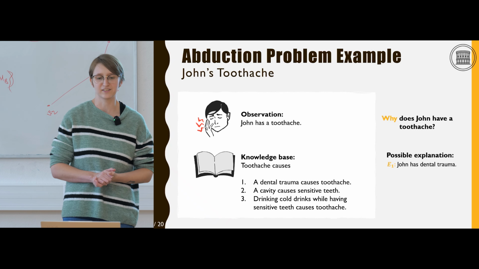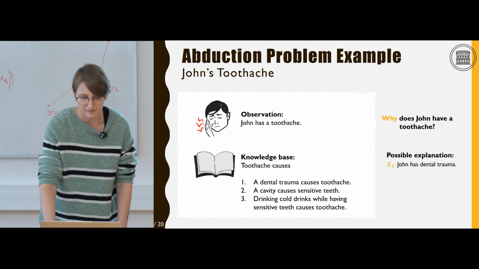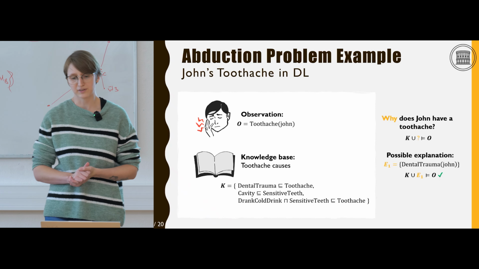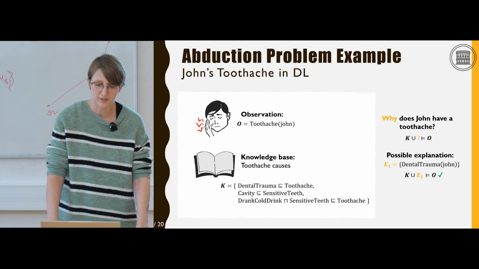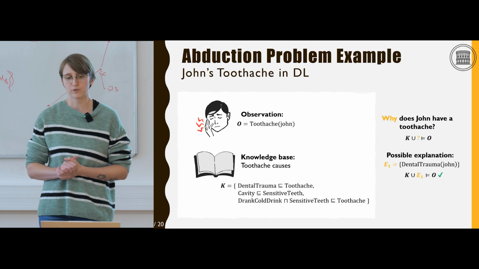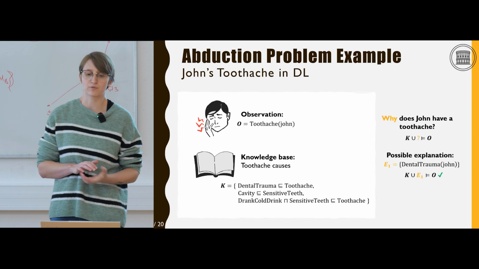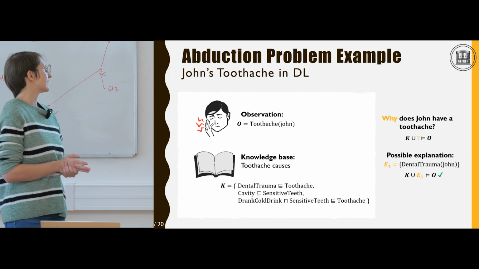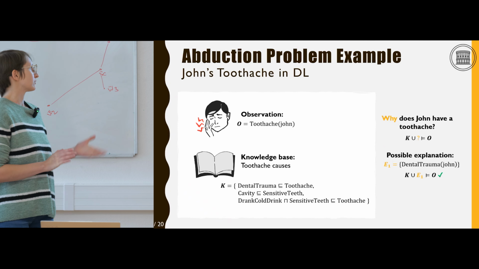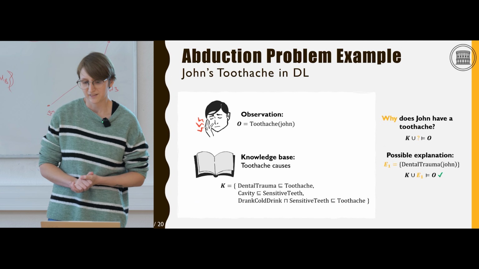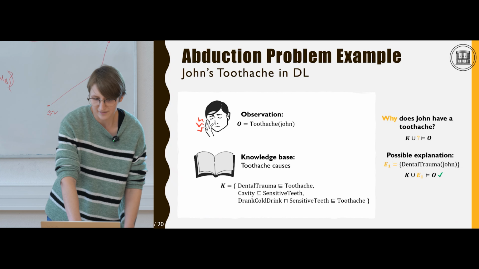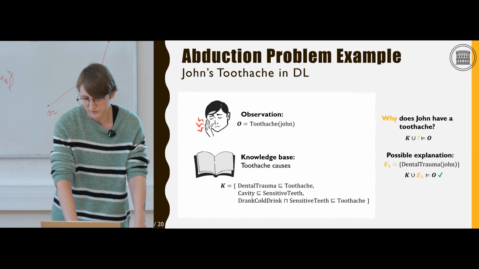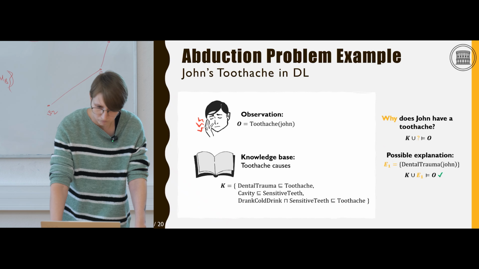So let's return to our example, and now we can actually formalize it. We went through all statements before, but we can also formalize the question and the answer for that problem. So we are searching for some set of A-box axioms that united with K entails the observation that John has a toothache. And indeed, it is, for example, the axiom dental trauma John. So John has a dental trauma, and it explains why he has a toothache.